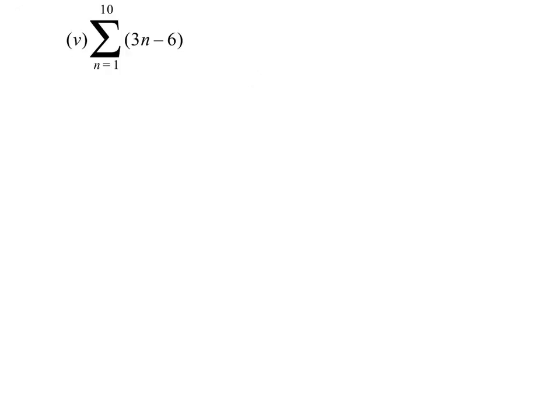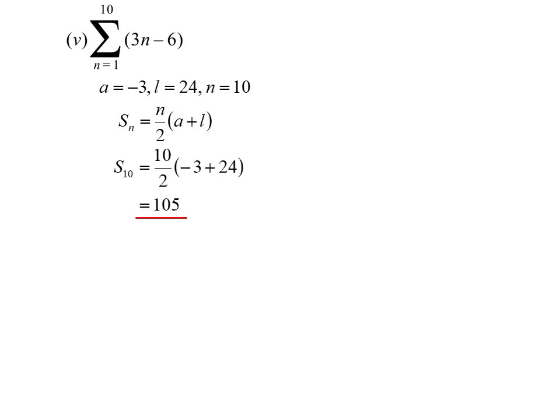Here's one that's in sum notation. n equals 1 to 10. There's the general term, 3n minus 6. I can find the first term, sub in 1. I can find the last term because they've told me there's 10 terms all up. Let's use the a plus l formula. Subbing in, there's our answer.